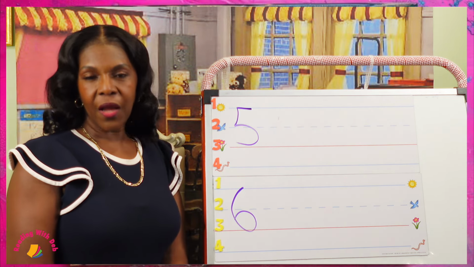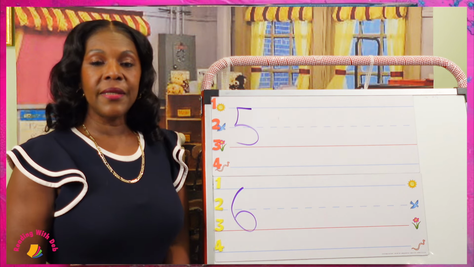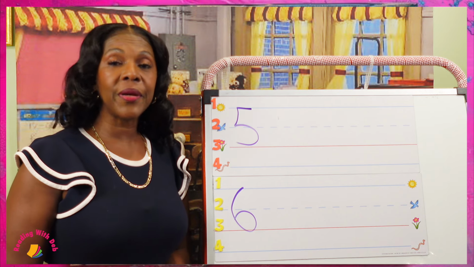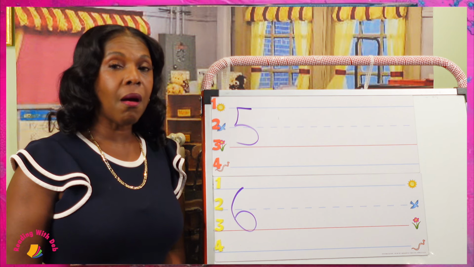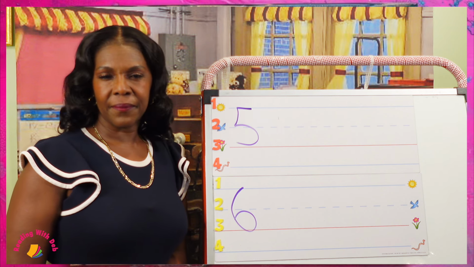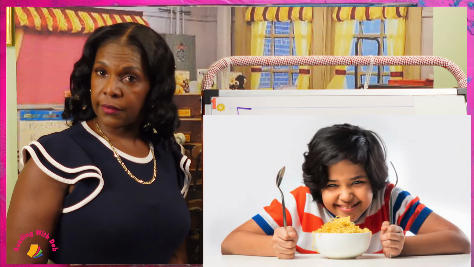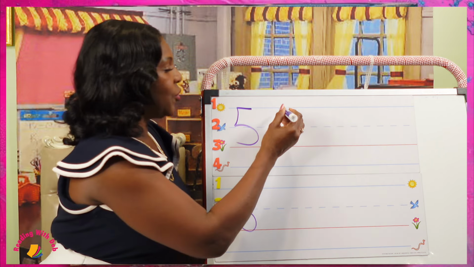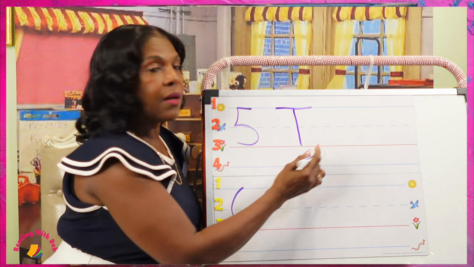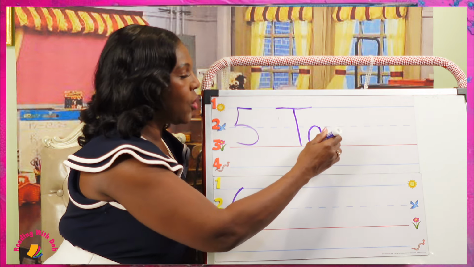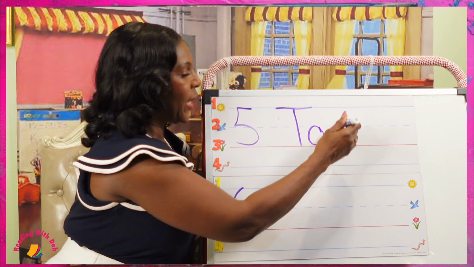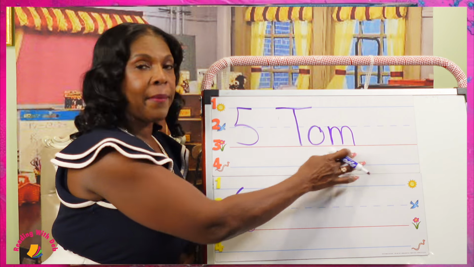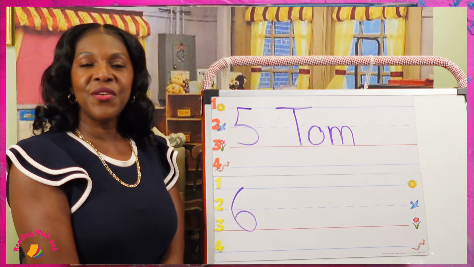Number 5. The word is Tom. Now, Tom is the name of a person, so we have to start the word Tom with an uppercase letter. Tom likes to eat. Tom. I hear T. I'm going to write an uppercase T. That's the O. Tom. M. How do we spell Tom? T-O-M. Tom. Number 6.